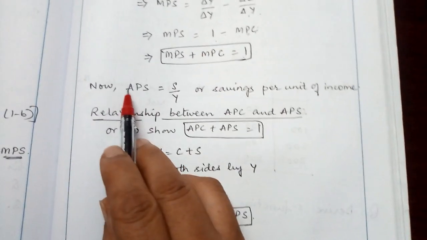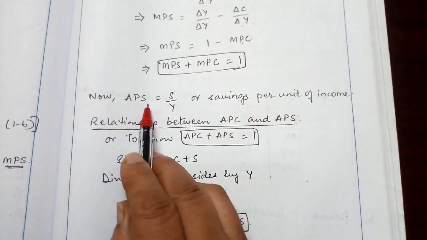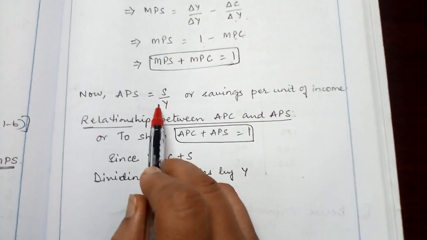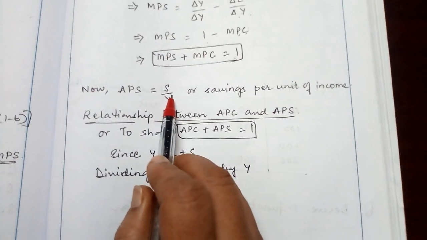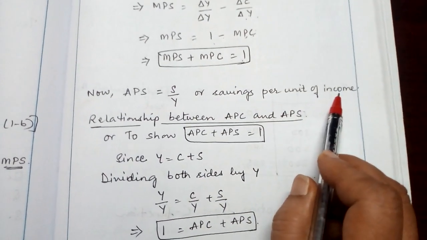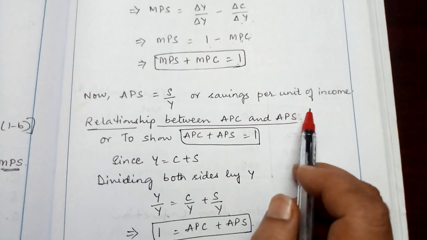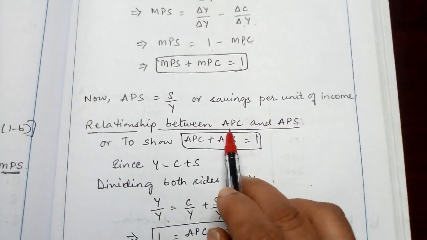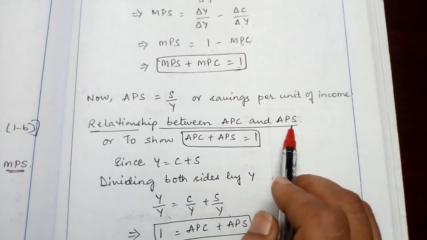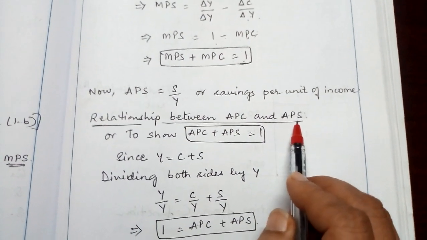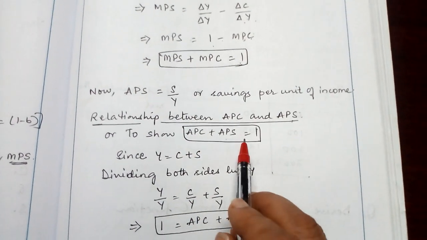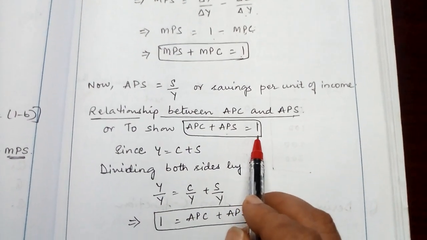Now, what is average propensity to save? It is the total savings divided by the total income, or savings per unit of income. So there should be a relationship between the average propensity to consume and average propensity to save. We will see that APC plus APS is also equal to 1.